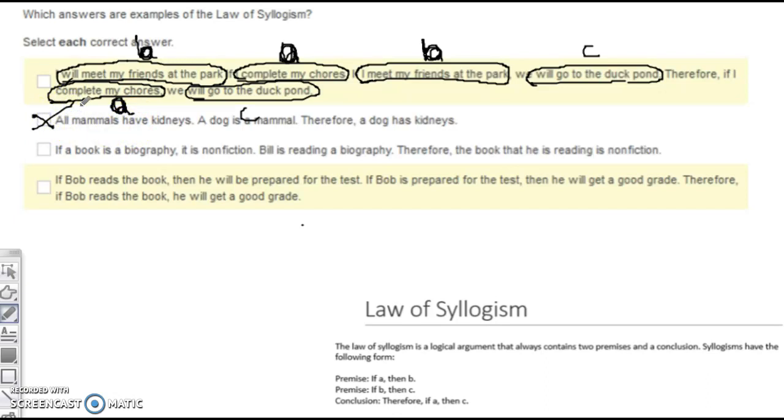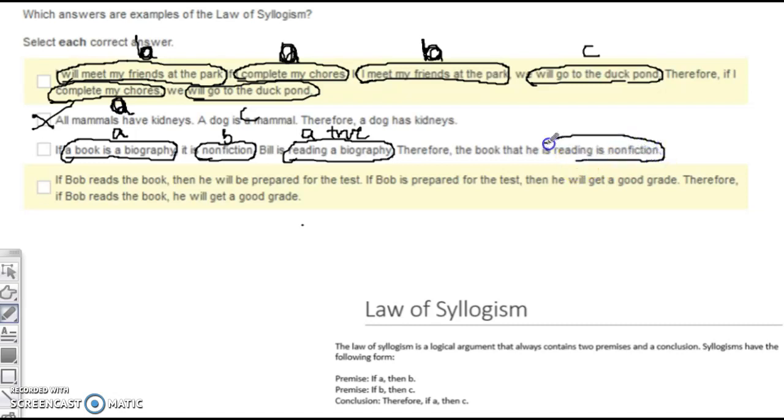If a book is a biography. All right, so let's go ahead and circle if a book is a biography. That's part A. Then it is nonfiction. Part B. Bill is reading a biography. So we're back to biography. So that's saying that A is true. Therefore, the book he is reading is nonfiction. We're back to B, nonfiction, when they're saying B is true. That's not the law of syllogism, that's the law of detachment.